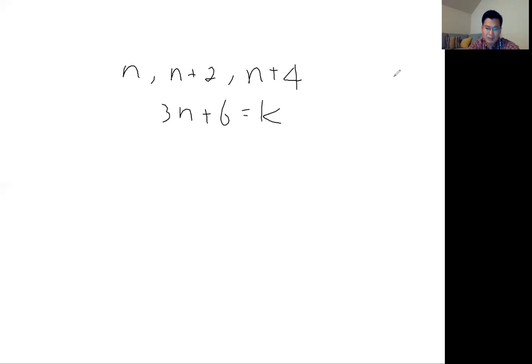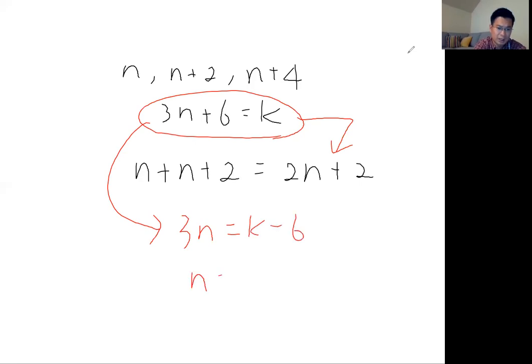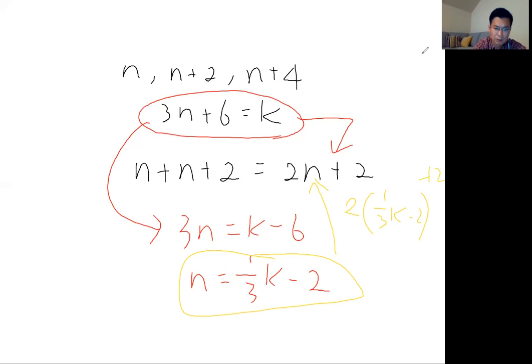Then, in terms of k, what is the sum of the 2 smaller ones? The 2 smaller ones are n plus n plus 2, which is 2n plus 2. We need to show this 2n plus 2 in terms of k. From 3n plus 6 equals k, we can rewrite it in terms of n. 3n equals k minus 6, so n has to be 1/3 k minus 2. Then you can plug this n in here, which means 2 times (1/3 k minus 2) plus 2. If you organize it, it becomes 2k over 3 minus 4 plus 2, which is minus 2. So this is the answer.